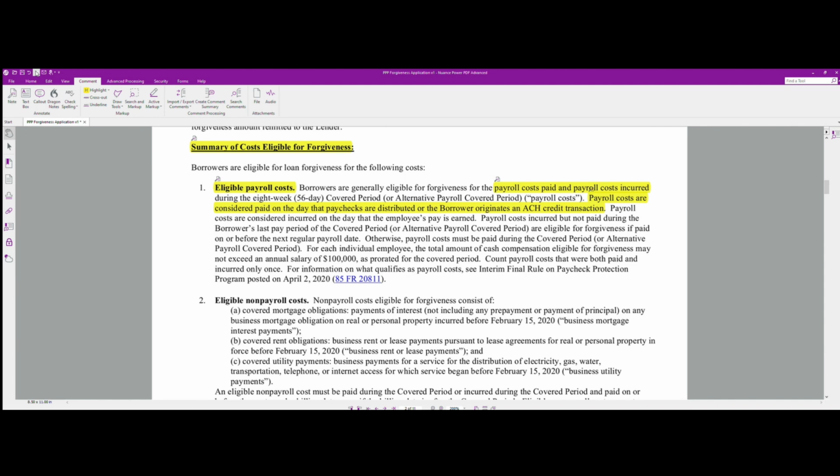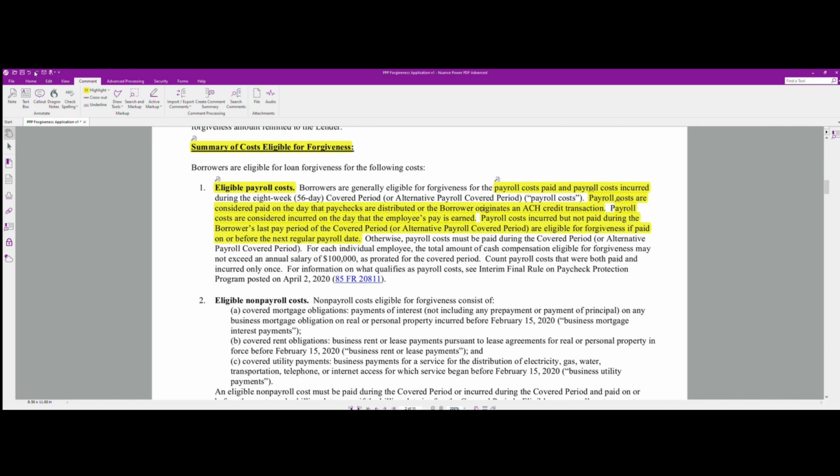So what's the definition of paid? When is payroll cost paid? Well, it states here that payroll costs are paid on the date the paychecks are distributed or when the money was pulled from your account. Oftentimes we use direct deposit, and so ADP or Paychex or another third-party payroll processor will pull that money from your company's bank account, and that would still be counted as paid. And what's the definition of incurred according to the SBA? Well, incurred is the date in which the employee's pay was earned. So that would mean if you were paying someone for 8 hours on a Friday, it's deemed incurred for that Friday.